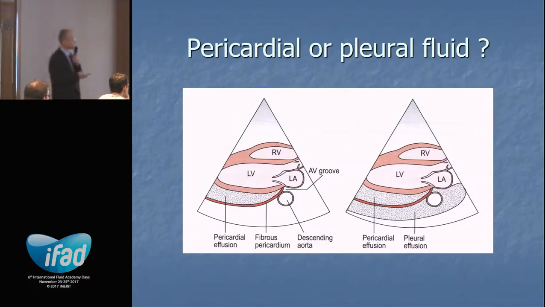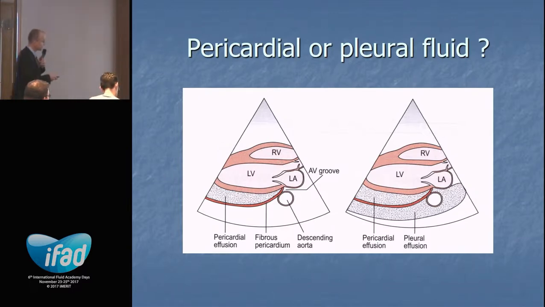pericardial and pleural? One of the easiest rules is to look at the aorta, the descending aorta, in the groove in between of the posterolateral wall and the left atrium, and this is pericardial fluid, and when it extends beyond aorta, it's always pleural. It could be pericardial and pleural effusion.